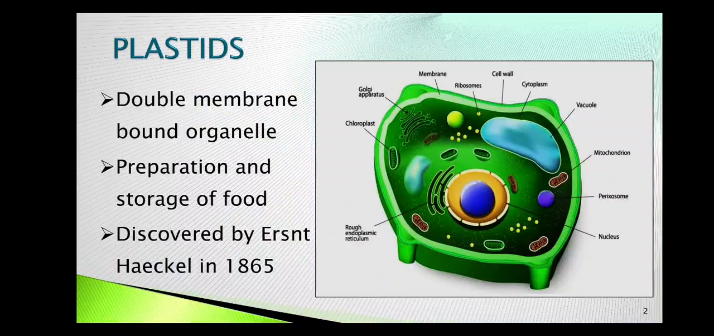One category of specialized organelle that plants use in order to survive is plastids. Plastid is a double membrane bound organelle involved in the synthesis and storage of food. Commonly, it is found within the cells of photosynthetic plants. Plastids were discovered and named by Ernest Haeckel in 1865.